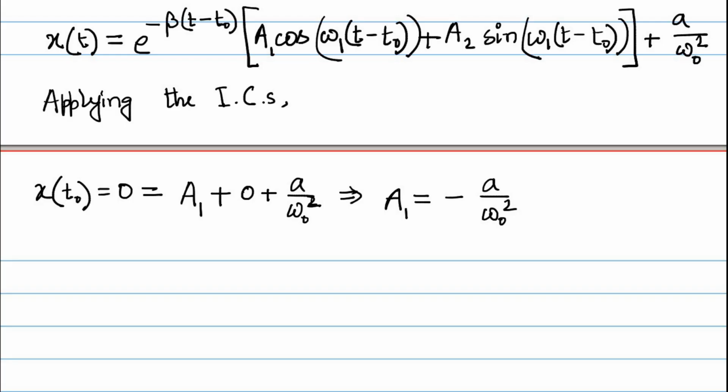Let's go for the next one, which is x dot at t naught should be equal to 0. So first we'll have to take the derivative. You notice in the beginning we have two separate time dependent portions. One is the exponential factor, so that is basically negative beta times e to the negative beta (t minus t naught).